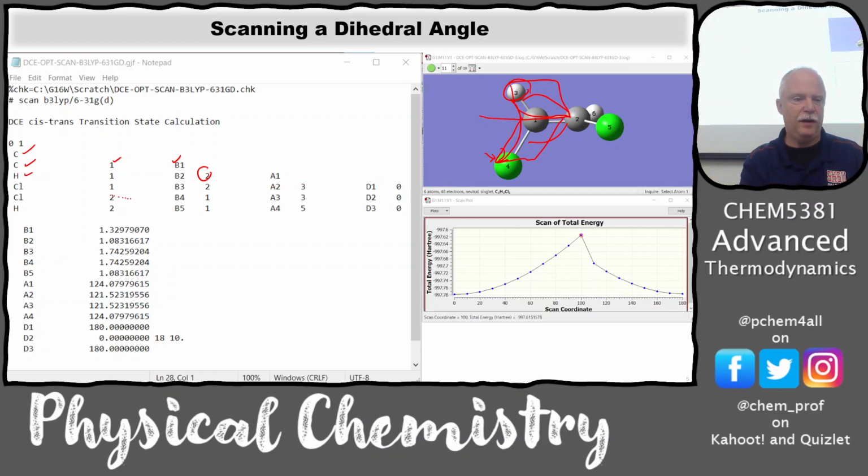So we have the other chlorine bonded to 2, angle with 1, got that, and then dihedral with 3. So this dihedral with 3, so here's the 1, 2, 3 plane, here's the 1, 2, 5 plane. That's the one we're going to scan, okay? And then this is really key.